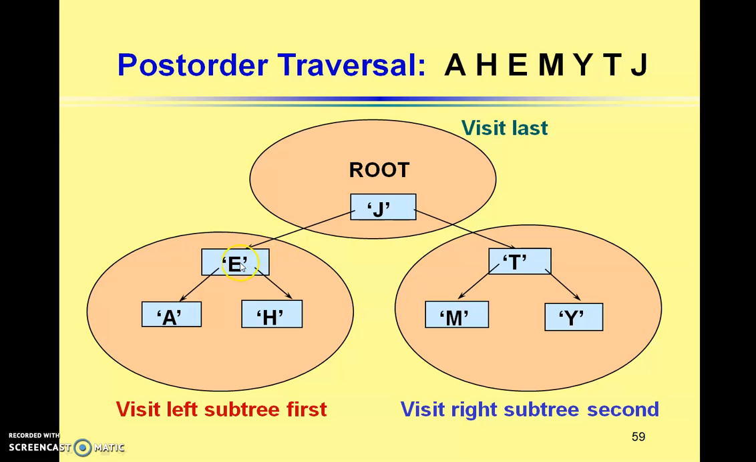So you go down and you say A, H, E. Then you skip this parent and go down and do the left, M, Y, T, and then you can do this parent, J.